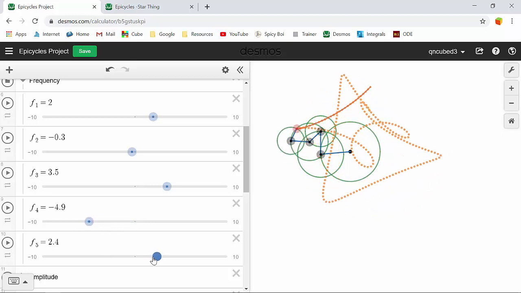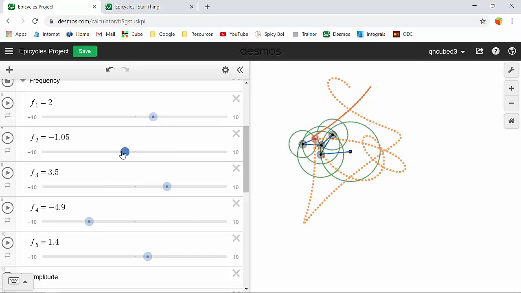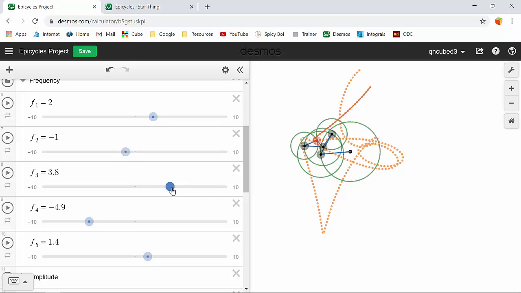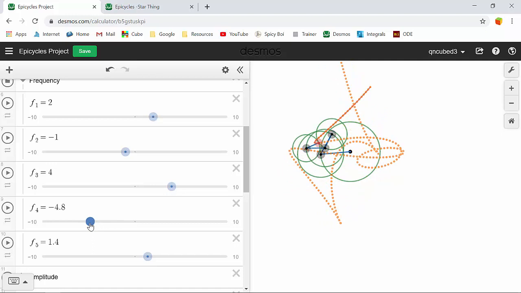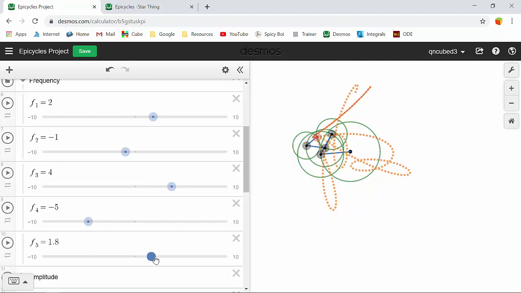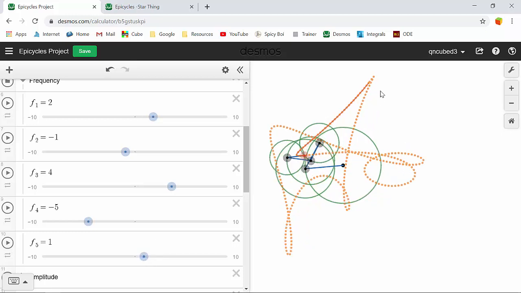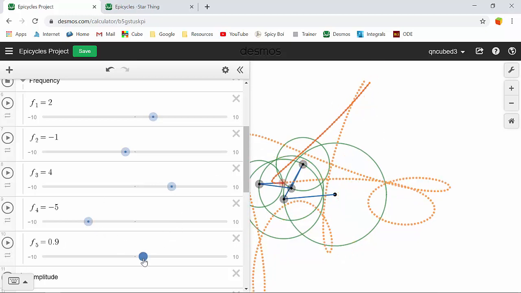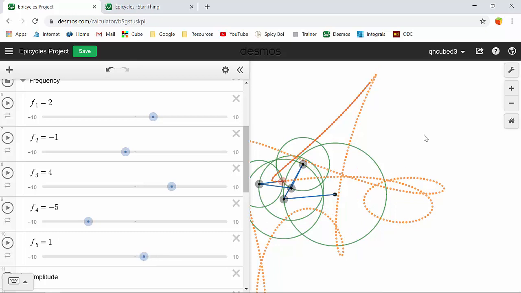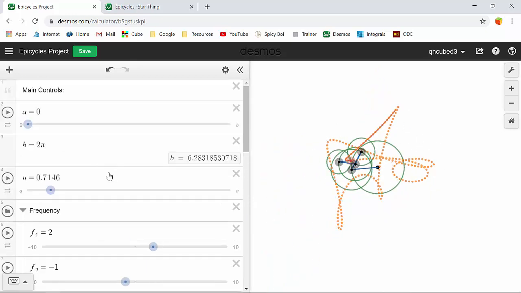A nice thing I figured out is that if you set all of these frequencies to be perfect integers, then the endpoints and the start points will line up with each other. So if I set this to 2, or 1, you can see that the endpoints line up right here. If it's off by a little bit, then it's going to be disconnected, but if they're the same, then it's going to line up nicely. So that's how you can have nice periodic motion happening.